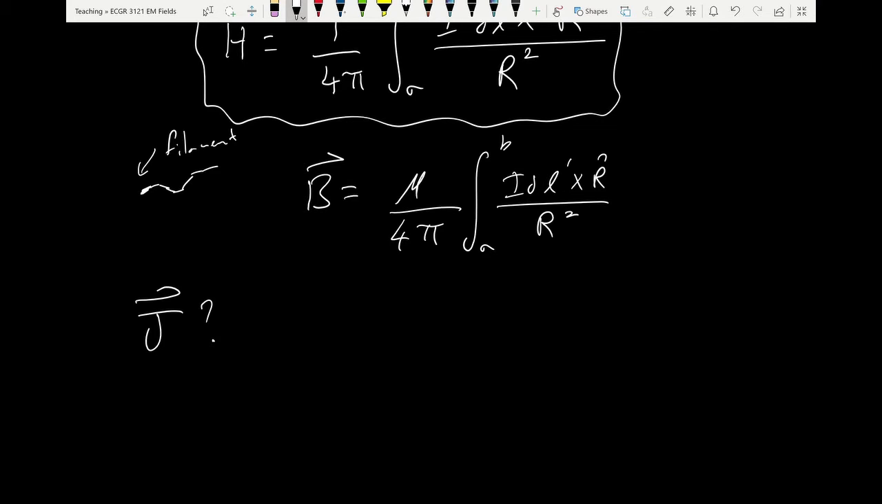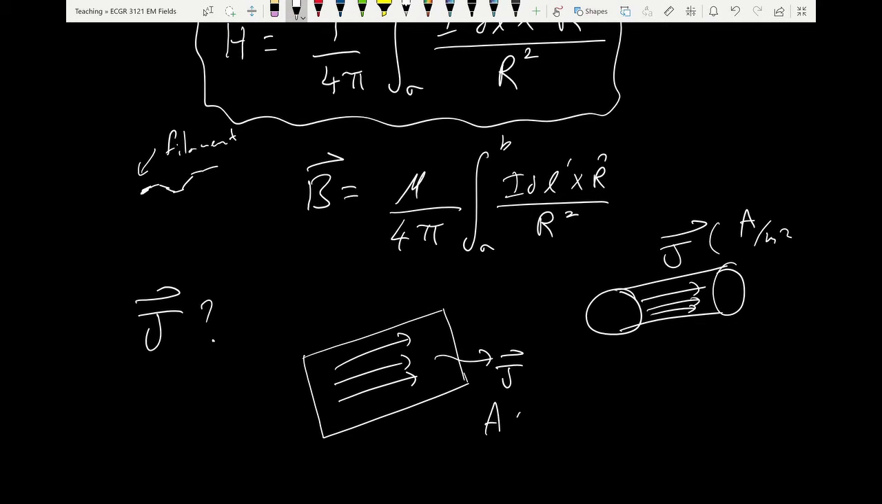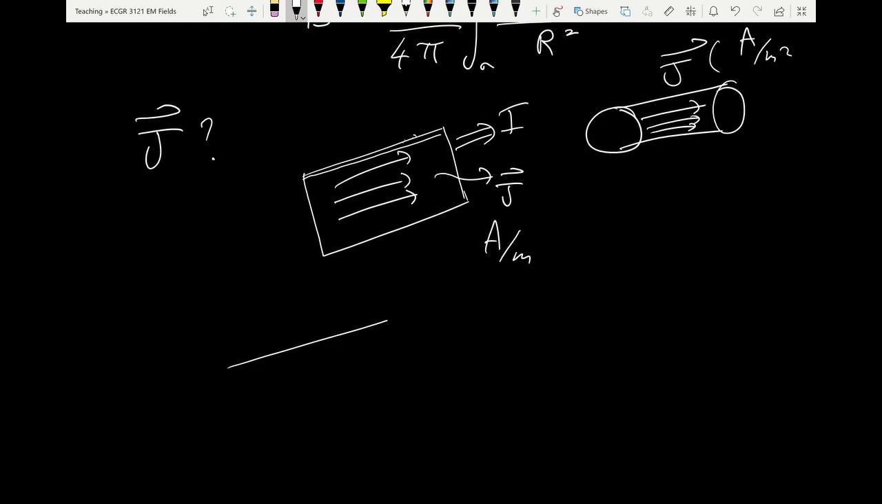For example, we could use it to find the field due to a sheet of current, a two-dimensional sheet that's carrying current, or a three-dimensional, let's say, cylinder that's carrying current. So this would have a current density in terms of amperes per meter squared. This would have a current density in terms of ampere per meter, right? Because I is passing through the total sheet, but each filament of the sheet, right? So that's the idea. The idea is that we take this two-dimensional sheet that has current passing in it.